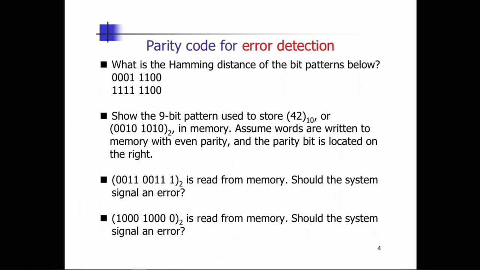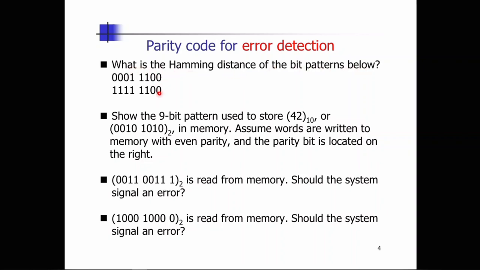So next, let's see how we can use this parity code for error detection. Note that we ideally want to detect as well as correct, but right now we are looking at how do we detect errors. So to do this, we are going to have to define some terminology here, some key things that we calculate about Hamming codes. So let's start with answering the first question here. What is the Hamming distance of the bit patterns below?